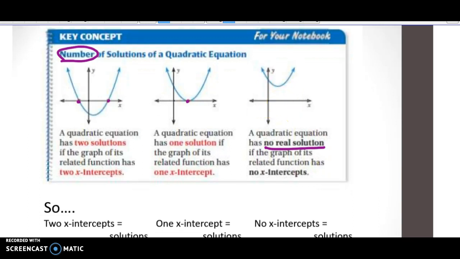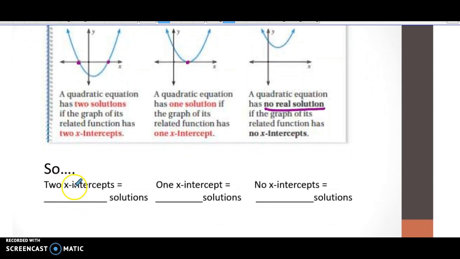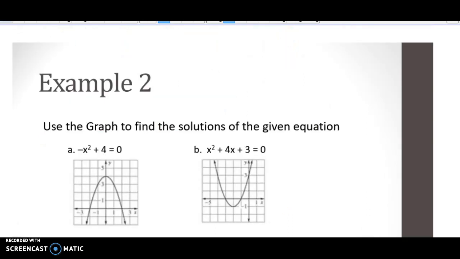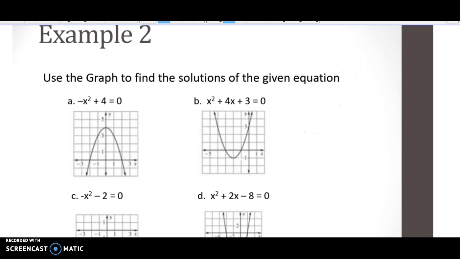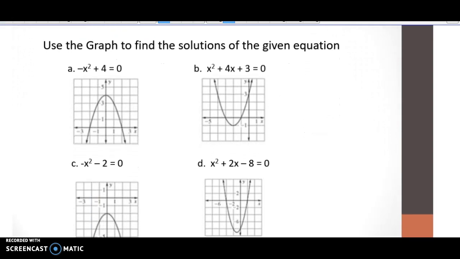There are no x-intercepts. So 2 x-intercepts means we have 2 solutions. 1 x-intercept means we have 1 solution. And no x-intercepts means we have 0 solutions or no solutions. Okay, let's look at some examples of using the graph to find solutions.